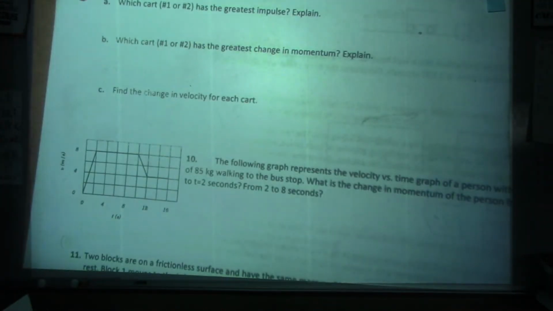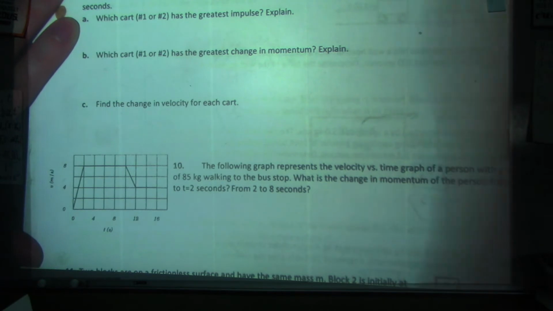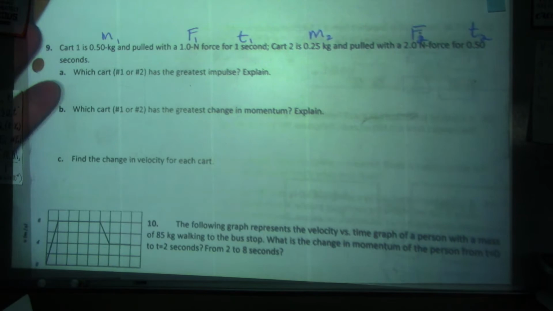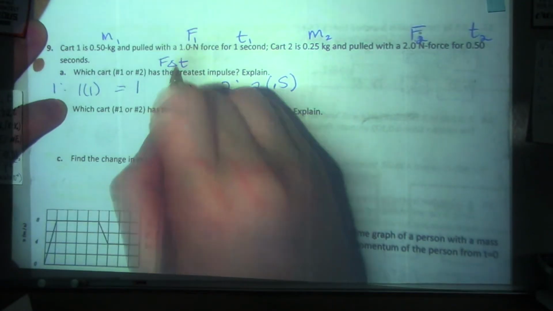Cart 1 is 0.5 kilograms pulled with a 1 Newton force for 1 second, and cart 2 has a new mass, so I'll call this M2, and a new force and new time. I want to know which one has a greater impulse. Well, impulse is defined as F delta T, so for cart 1, that would be force 1 times time 1, so 1 times 1 gives me 1. And for cart 2, my force is 2 and my time is 0.5. Again, force times time gives me 1.